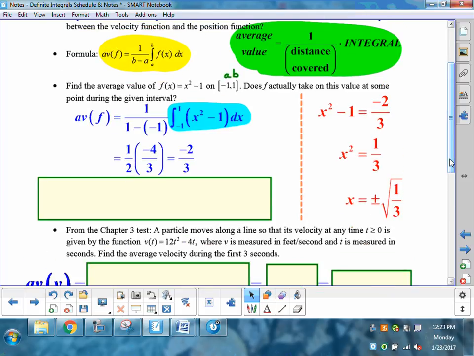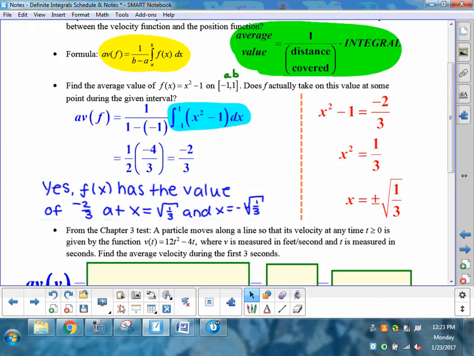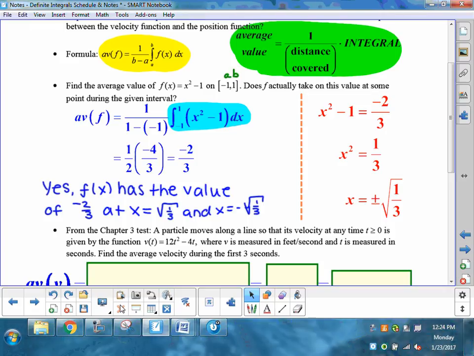Now, is the AP going to make you rationalize that? Am I? I'm too nice. Yes, the function has the value of -2/3 at that point. Notice, the function value is the output, or the y equals. Questions on that? This is a repeat of a question you had before.